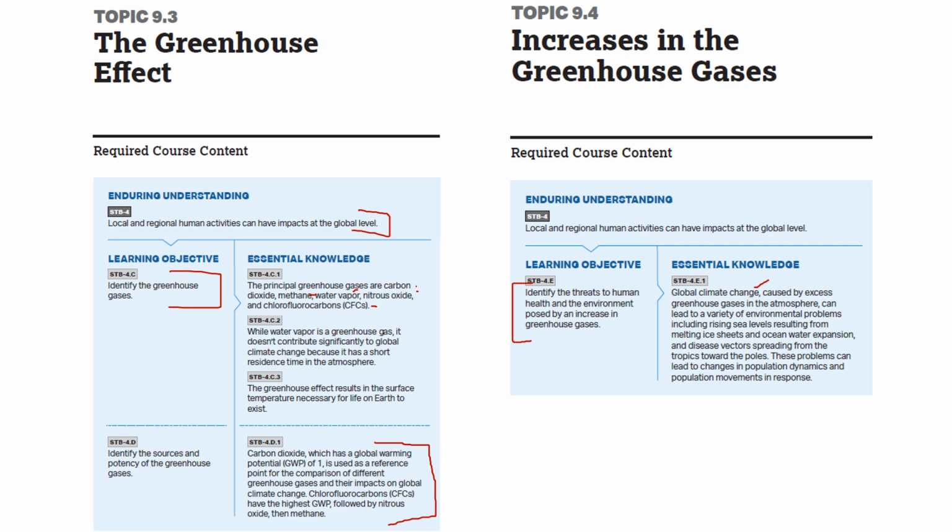So this is warm ocean water expansion. As the ocean heats up, that water expands. And disease factors spreading from the tropics towards the poles. We really hit that with the infectious disease PowerPoint a few weeks ago. This problem can lead to changes in population dynamics and population movements and response.